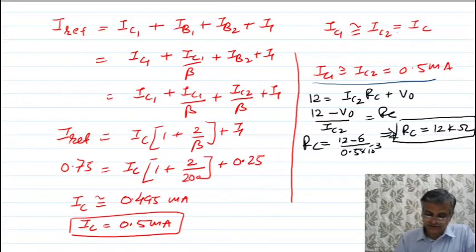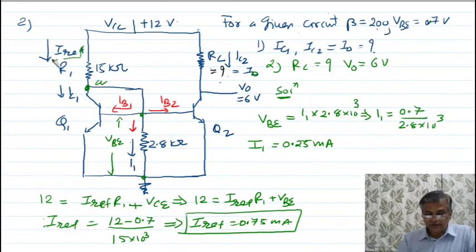Just let us revise. For the circuit given to you, all this data is given. 12K, this is 6 volt, this is 2.8, VB is 0.7, beta is your 200. They will give it in the exam. Now question, find this current and also find this value if you want to get the VO equal to 6 volt.